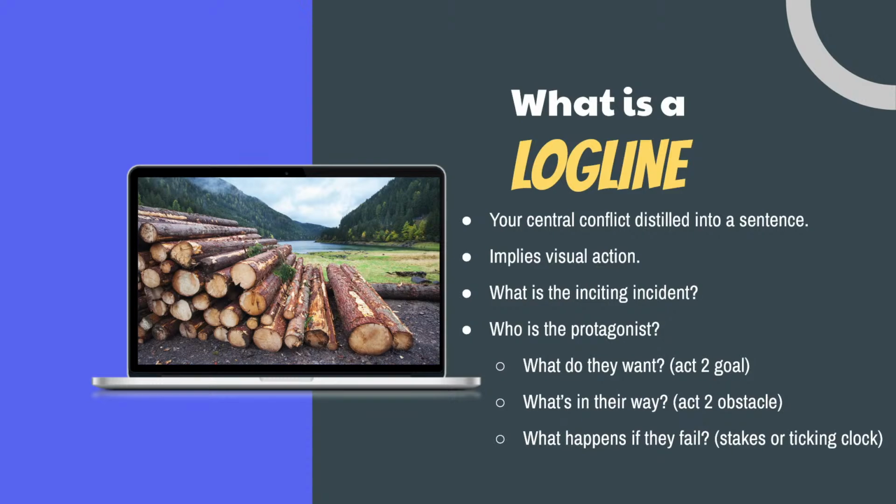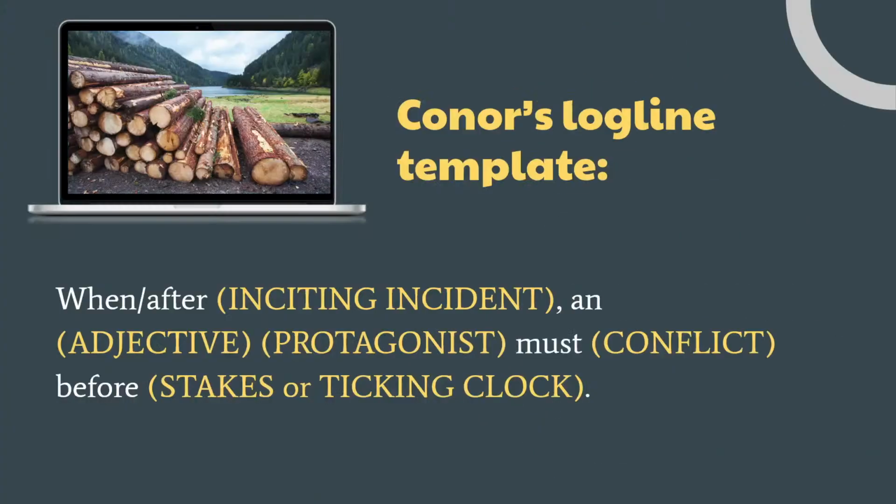But we're trying to imply visual action. Usually a pilot logline will denote for us what is the inciting incident, so what is the event that kicks the story off. Who is the protagonist? What do they want? What's in their way? What happens if they fail? So we have some templates that we use for these that look like: when inciting incident, an adjective protagonist must conflict before stakes. And we'll talk more in detail about what these individual pieces mean pretty soon.